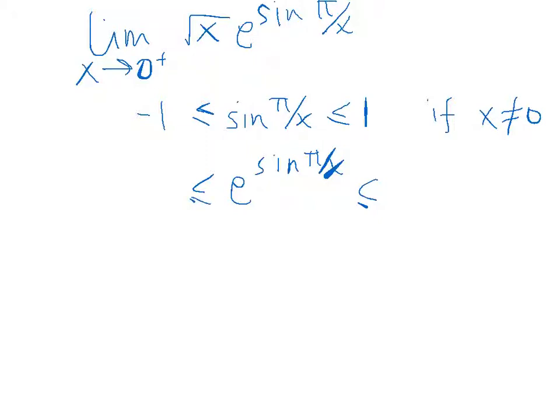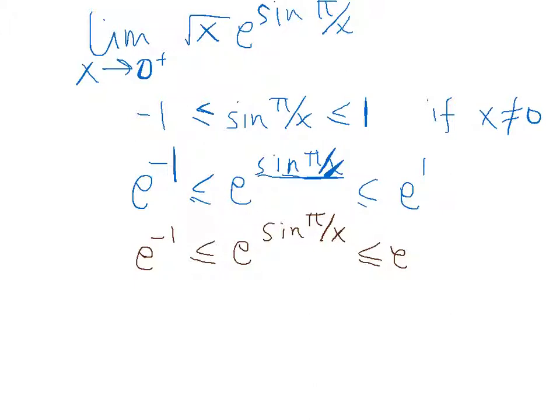So since sine of pi over x is between -1 and 1, the largest that sine of pi over x can be is 1. So the largest that e to that can be is e to the 1. Also, the smallest that sine of pi over x can be is -1, so e raised to the sine of pi over x, the smallest it can be is e to the -1. So what we have is that e to the sine of pi over x is less than or equal to e, because e to the 1 is just e, and greater than or equal to e to the -1.